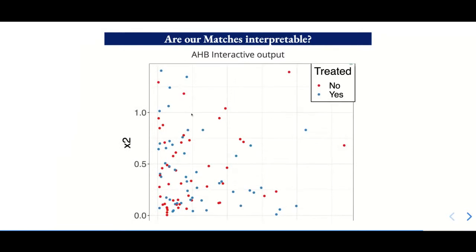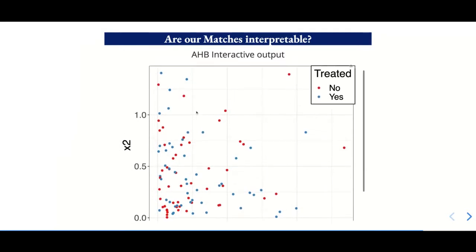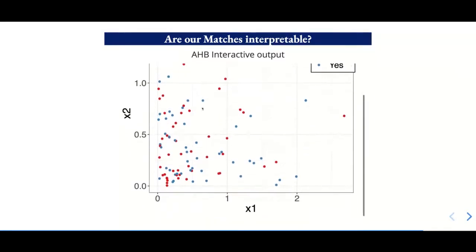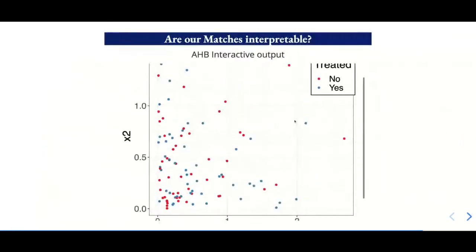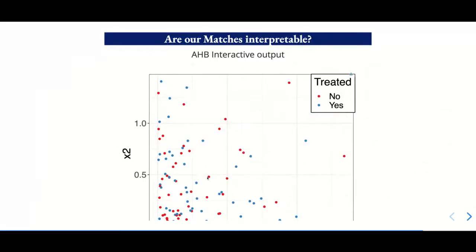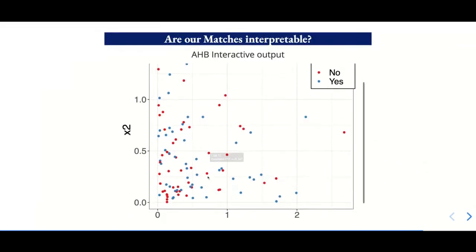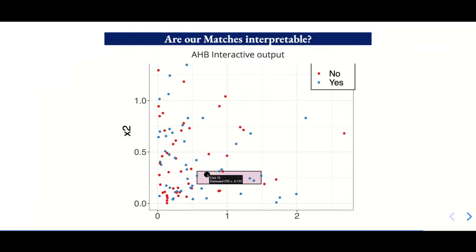AHB permits you to create interactive outputs that look like this. This is a simulated data set in which there are two covariates, x1 and x2. And I'm going to show you the boxes that our method creates for each unit. As you can see, you can hover on the unit, and it'll tell you the estimated treatment effect, but it also will show you the box that the algorithm found for that unit. And so you can visually debug your data pretty easily, right?